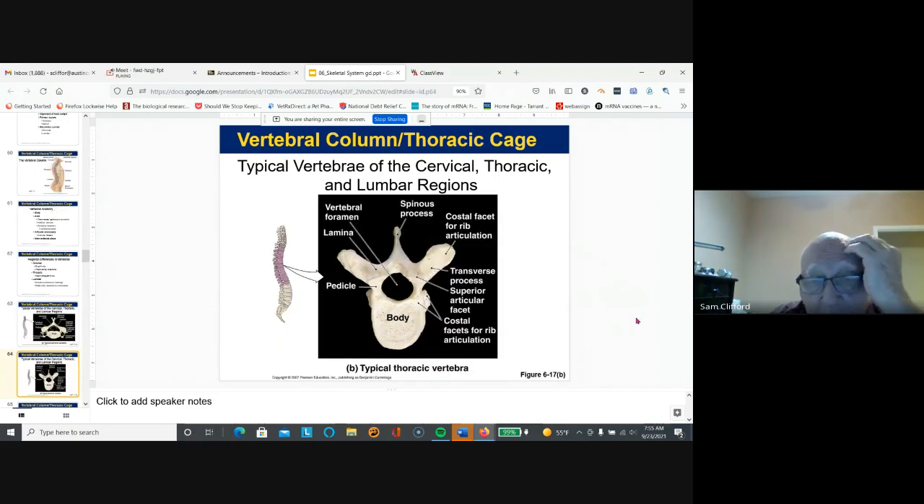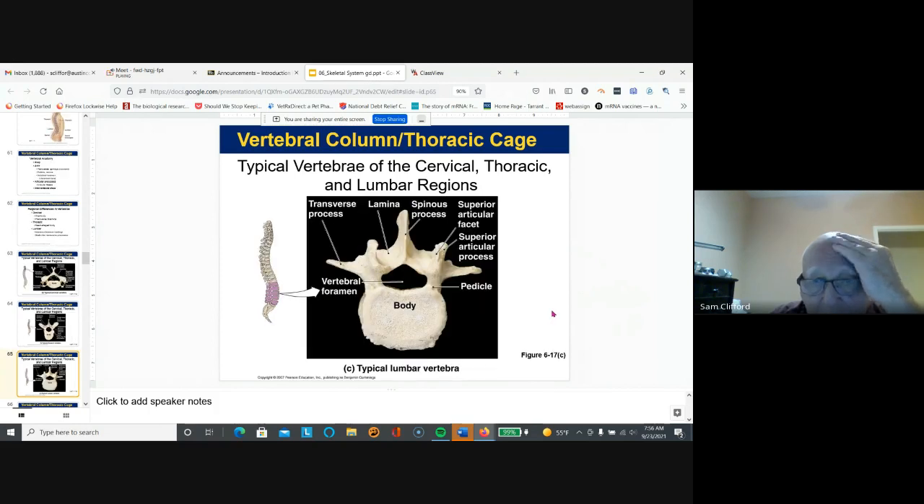So here's a typical thoracic vertebra, and here's the central vertebral foramen, the lamina, and so on. We'll focus on the spinous processes, the transverse processes, and the vertebral foramen where the spinal cord is. So this is a typical thoracic vertebra. Then we have a typical lumbar. Notice the differences in the size of the body, the transverse processes, and the size of the vertebral foramen.